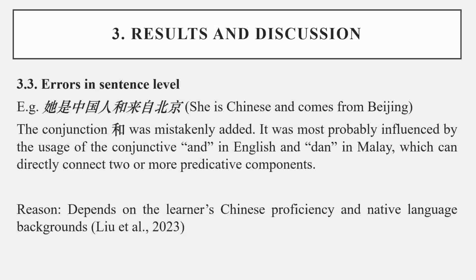It was most probably influenced by the usage of the conjunction 'and' in English and Malay, which can directly connect two or more predicative components. And Liu explained that this kind of error depends on learners' Chinese proficiency and also native language backgrounds.